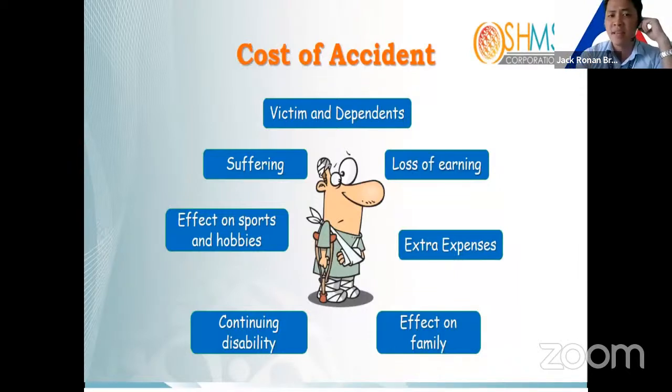So specifically, what are the cause or effect or consequence of accidents to the victim and his or her dependents? So first, we have suffering. Once we have experienced an accident in the family, everybody suffers. There's a loss of income because the person needs to be treated and he loses the opportunity to work and to earn income during that time. Effects on sports and hobbies. Given that you've been injured, it could be that you could no longer enjoy what you've been doing.